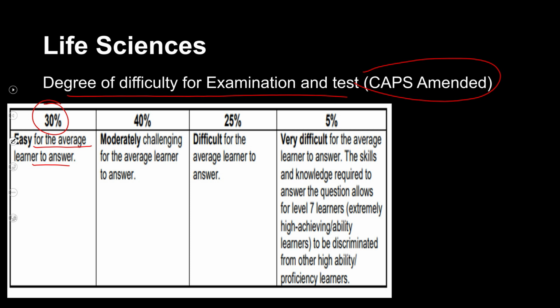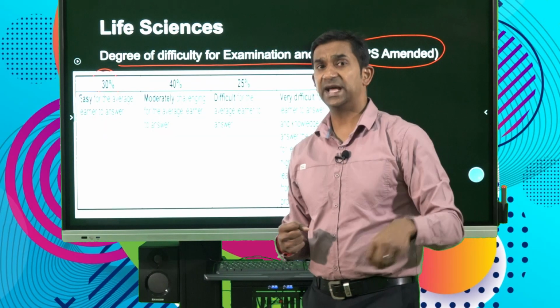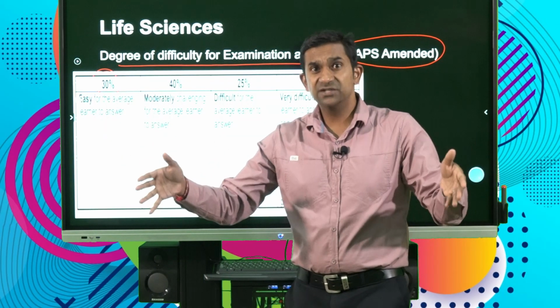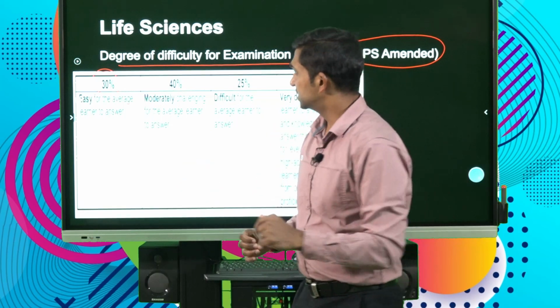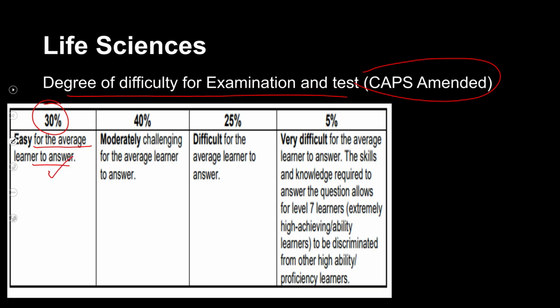And what do we mean by the average learner? This doesn't point to an average individual. It refers to a set of skills that we look at and we say, well, an average learner that is generally well clued up with the subject can answer these questions.